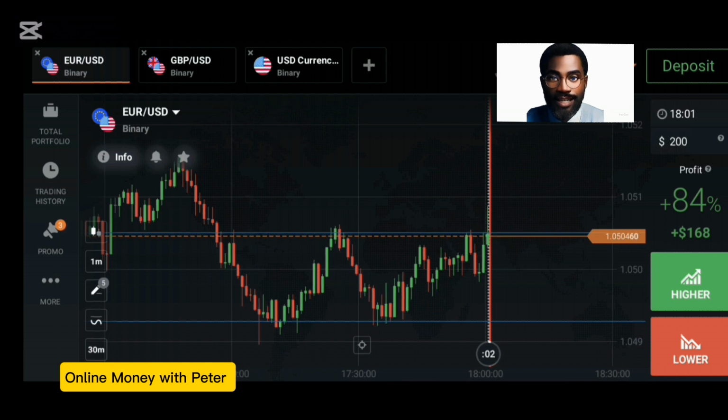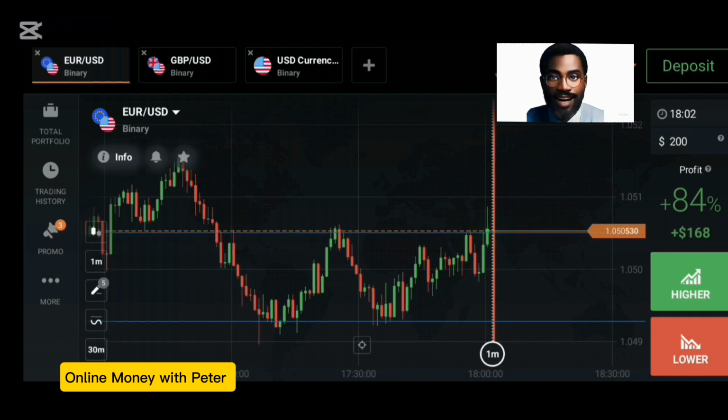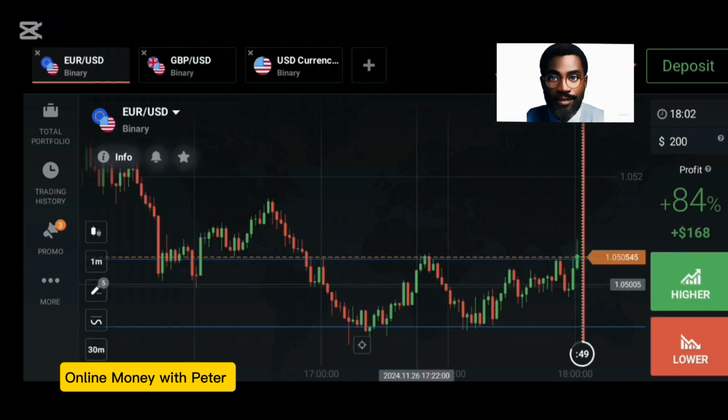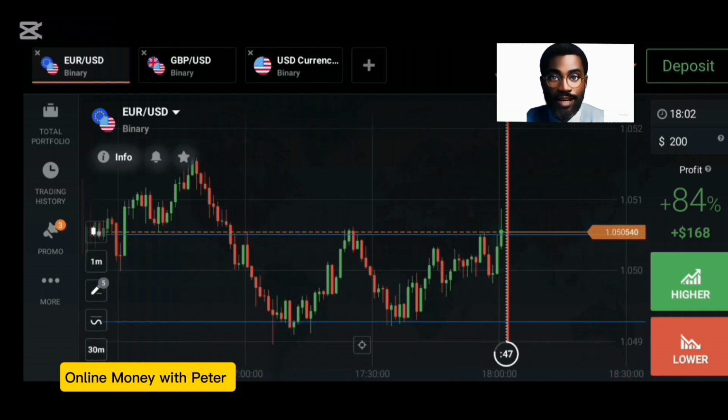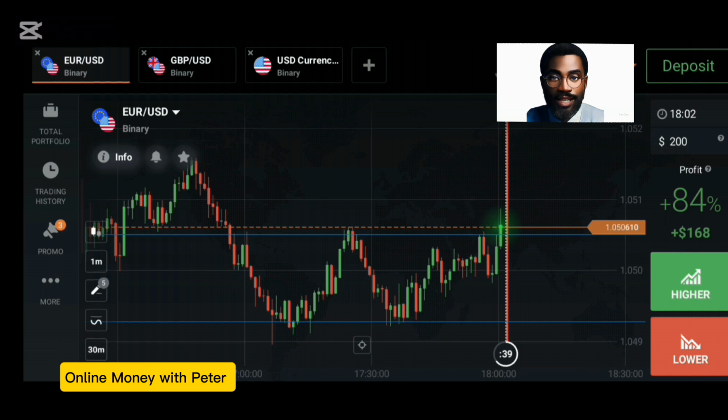Okay, let's see. If it breaks out completely, then it's going to go to the upside, but it could be a false breakout. So let me wait for the candlestick to close, then I would decide on what to do. It is likely to go down, but if the buyers have more pressure here, the buyers would have the day to go up. But let's wait for the candlestick to close. A few seconds more for the candlestick to close.